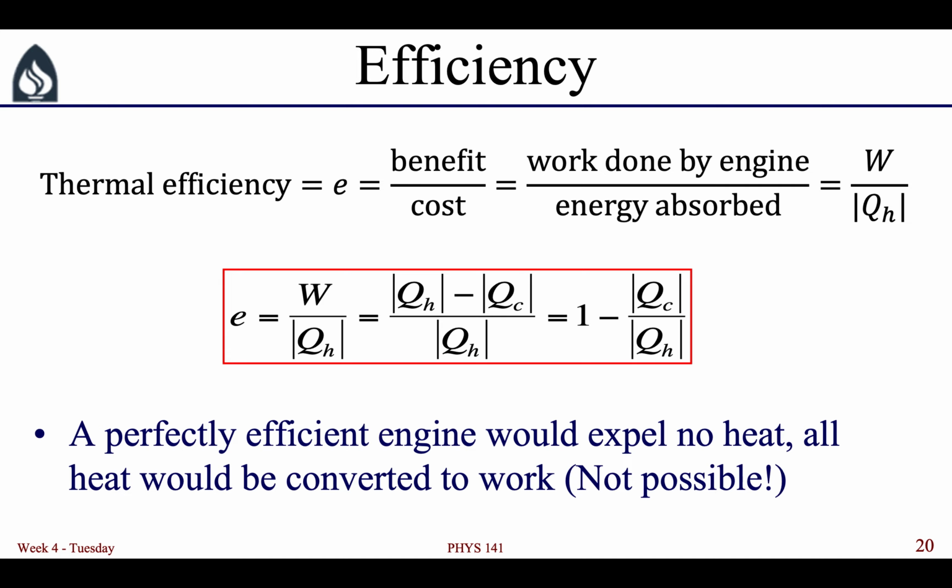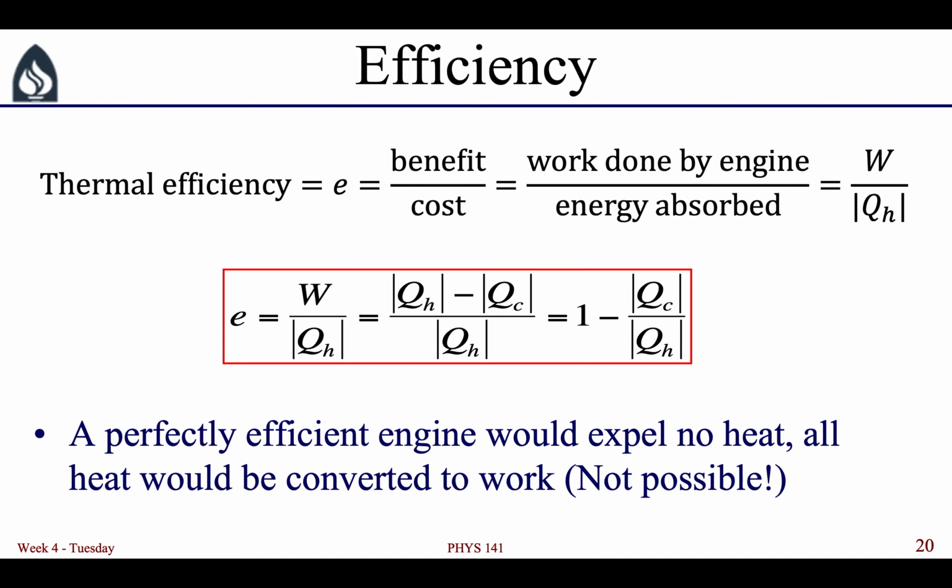The efficiency of a heat engine is defined as the benefit to cost ratio. In the case of a heat engine, the benefit that we get out of it is the work that it does. The cost is the energy absorbed from the hot reservoir because that energy has to be replaced by, for example, burning fuel. So the work over QH is the efficiency of our engine.